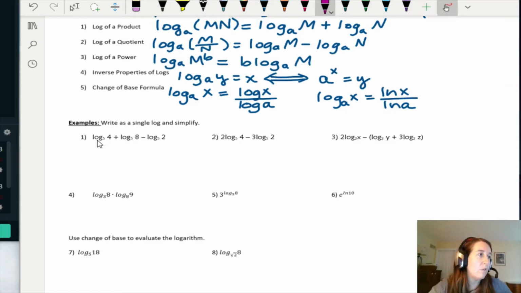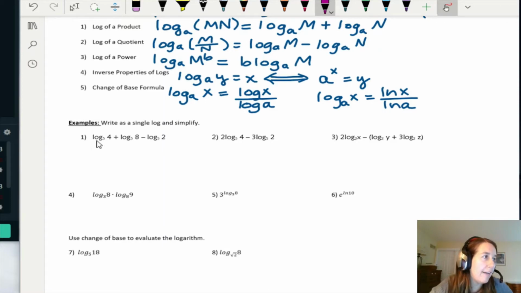Okay, so our first property says if we are adding two logs together, then we would multiply those results, right? So this is using property 1, log of a product, kind of in reverse. And you can use these properties in either direction. You can turn two logs into one, or you can take one and expand it into two. So here we are taking two logs or more into one.